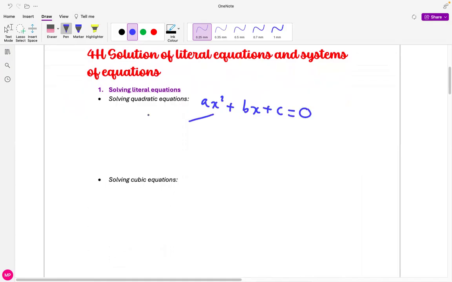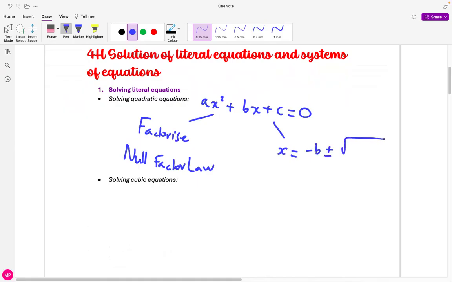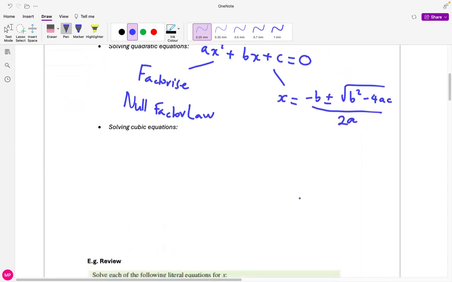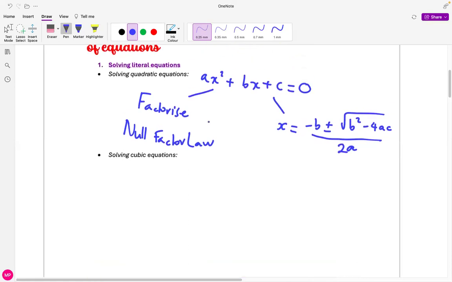If you can factorize, then please go ahead and do it. That's one way to do it: factorize and apply the null factor law. Okay. If you can't factorize, then you just use the quadratic formula, which is x equals negative b plus or minus root b squared minus 4ac, over 2a. Now, this is to solve a quadratic equation.